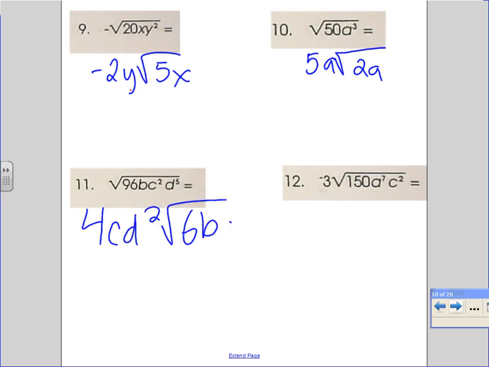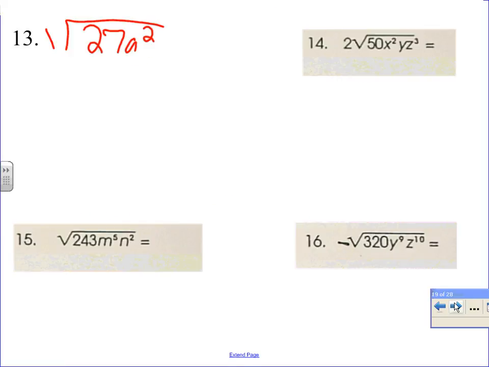Good job. 4cd squared, square root of 6bd. Will, number 12. Good job. 13, Reno. Just 3a square root of 3. When you take the square root of a squared, you get a. So be careful on that. Garrett, 14. Okay. Alan, do 14.